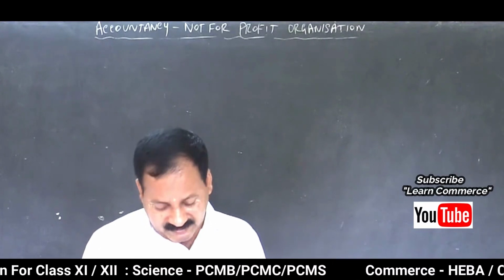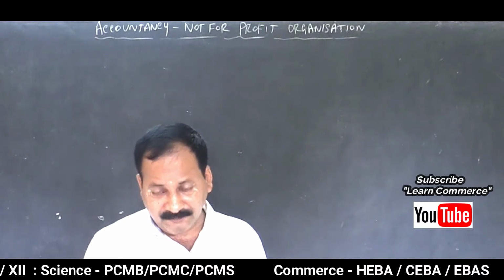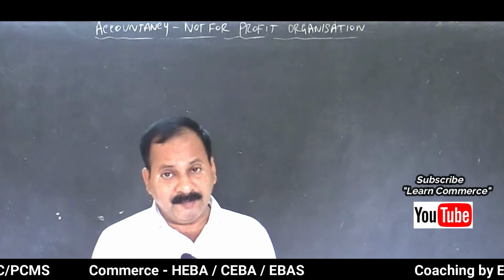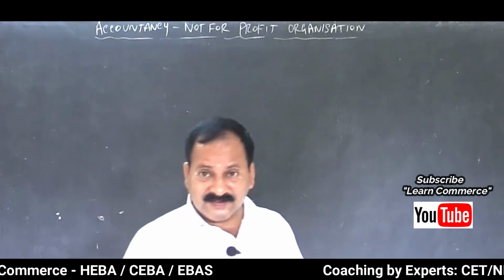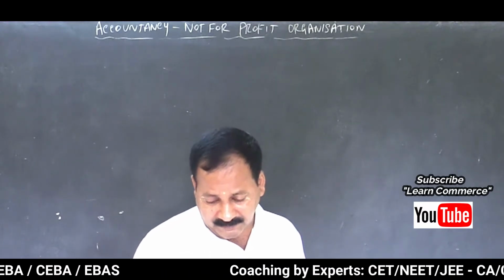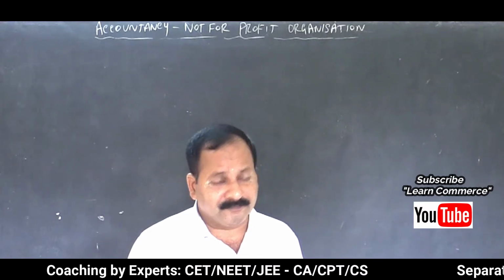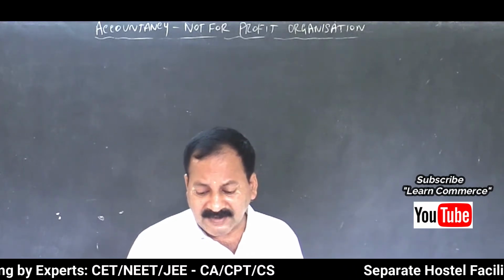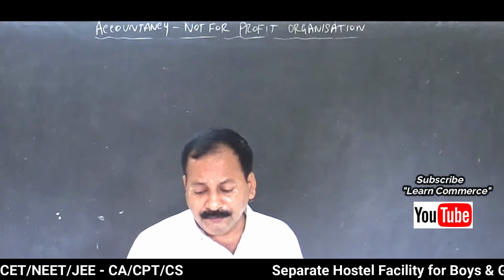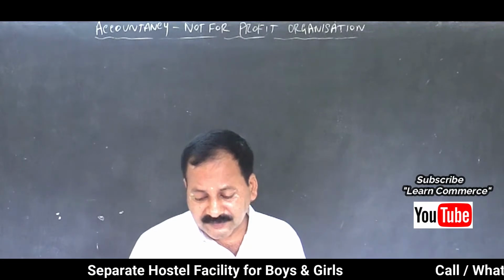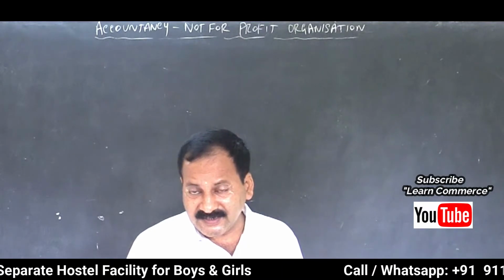Problem number 11, page number 14. Let me read out the problem. We will analyze in the meantime and then we will solve the problem. From the following receipts and payments account of Jan Kalyan Club, prepare income and expenditure account and balance sheet for the year ending 31st December 2017, right? 31st December 2017 is the year end.